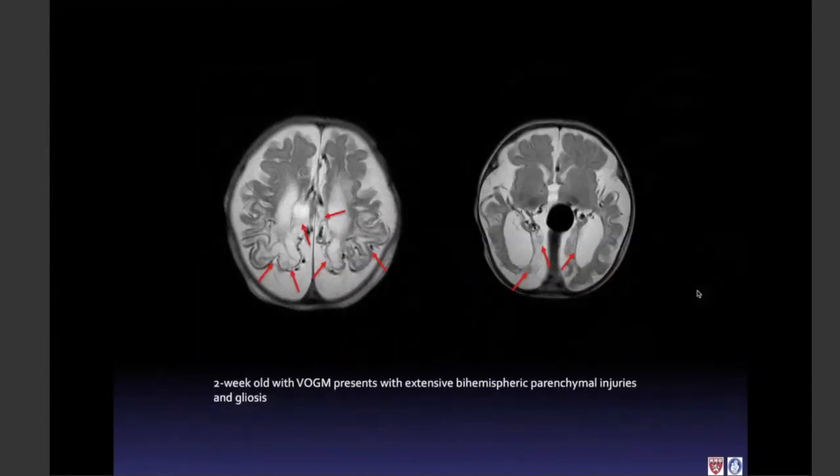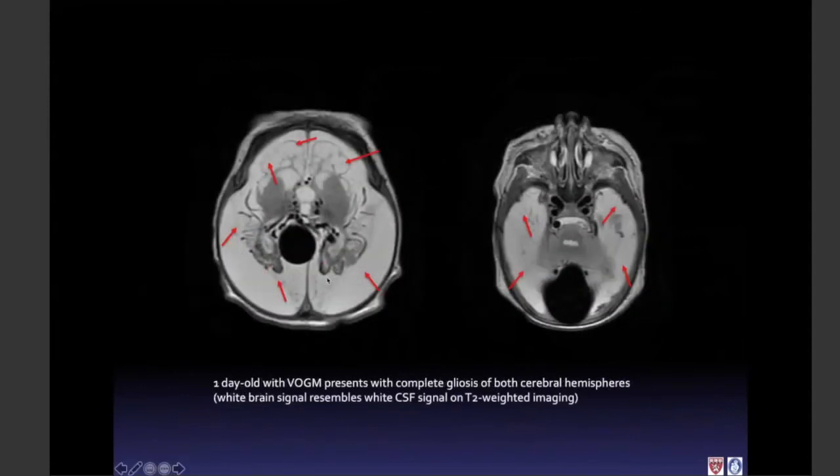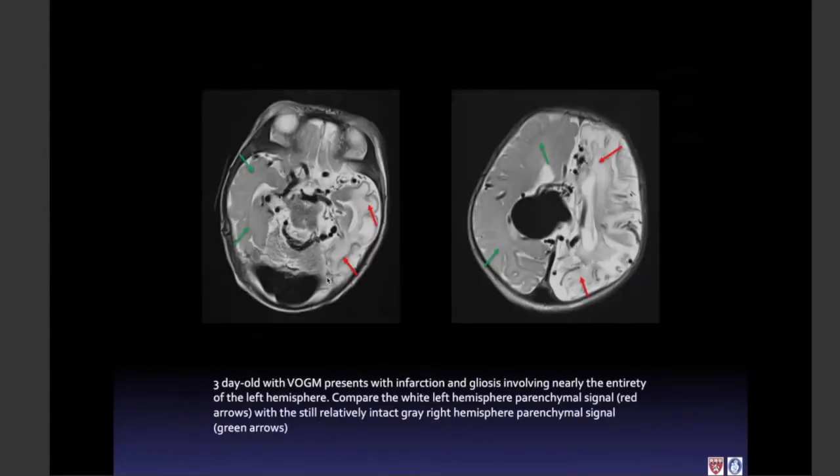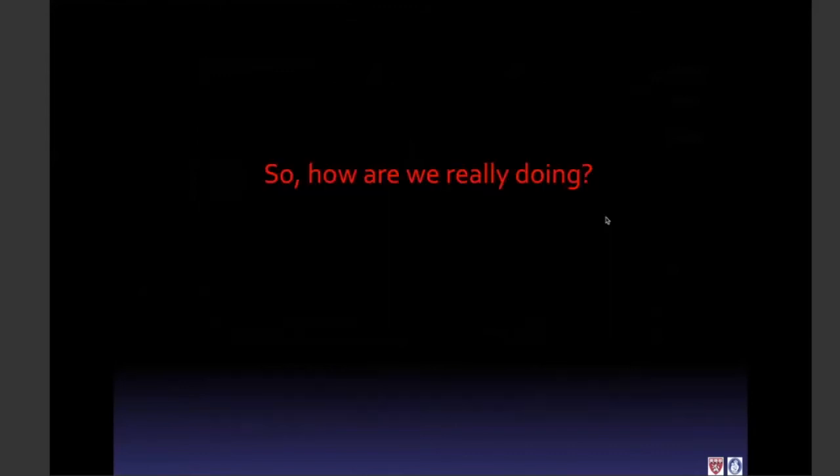Here's another case, a 2-week-old with a vein of Galen malformation, already extensive bihemispheric parenchymal injuries. Another case, a 1-day-old, there's really no brain parenchyma to speak of in either hemisphere. Another case, a 3-day-old, the entire left hemisphere is already gliotic, essentially. So obviously, there's nothing we can offer to these many, many cases using current standard of care treatment.